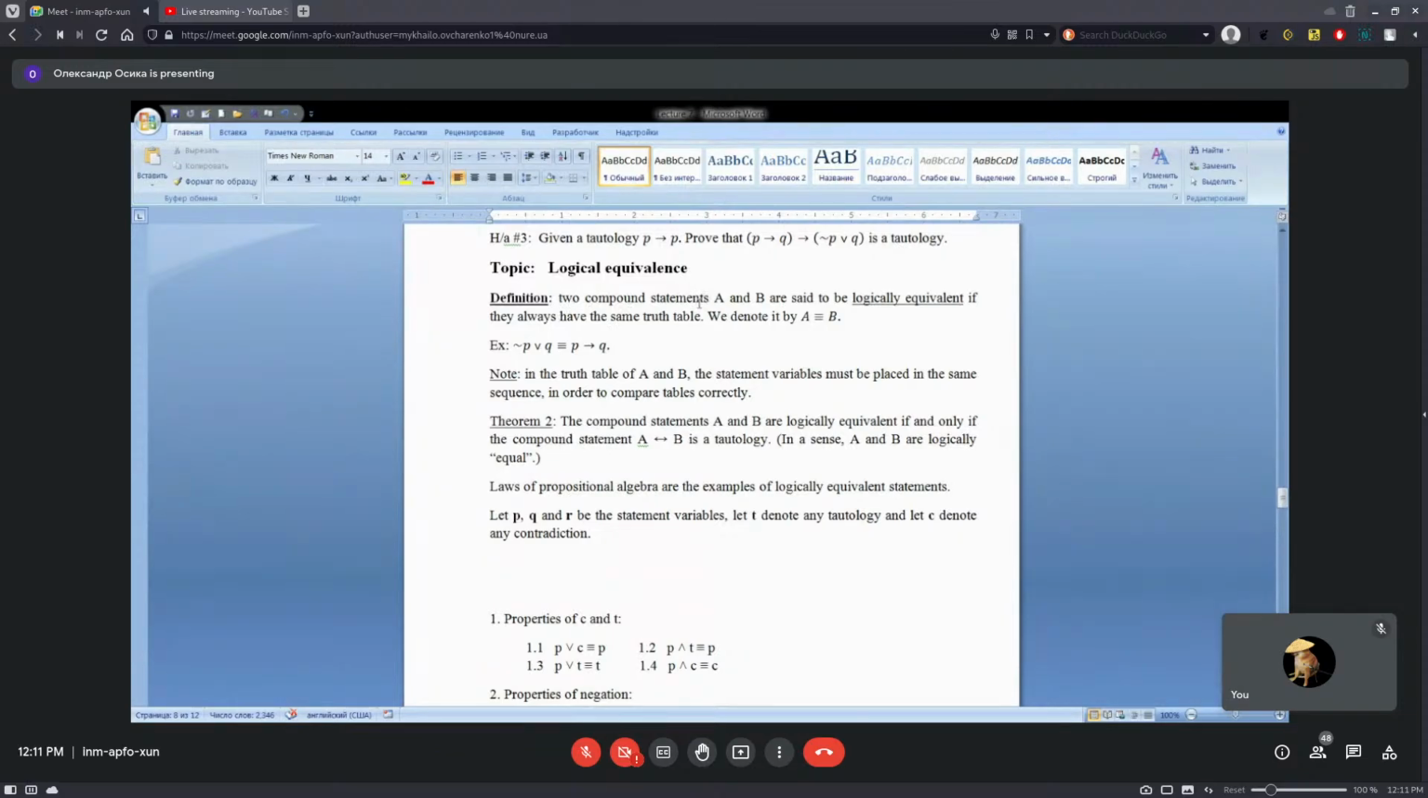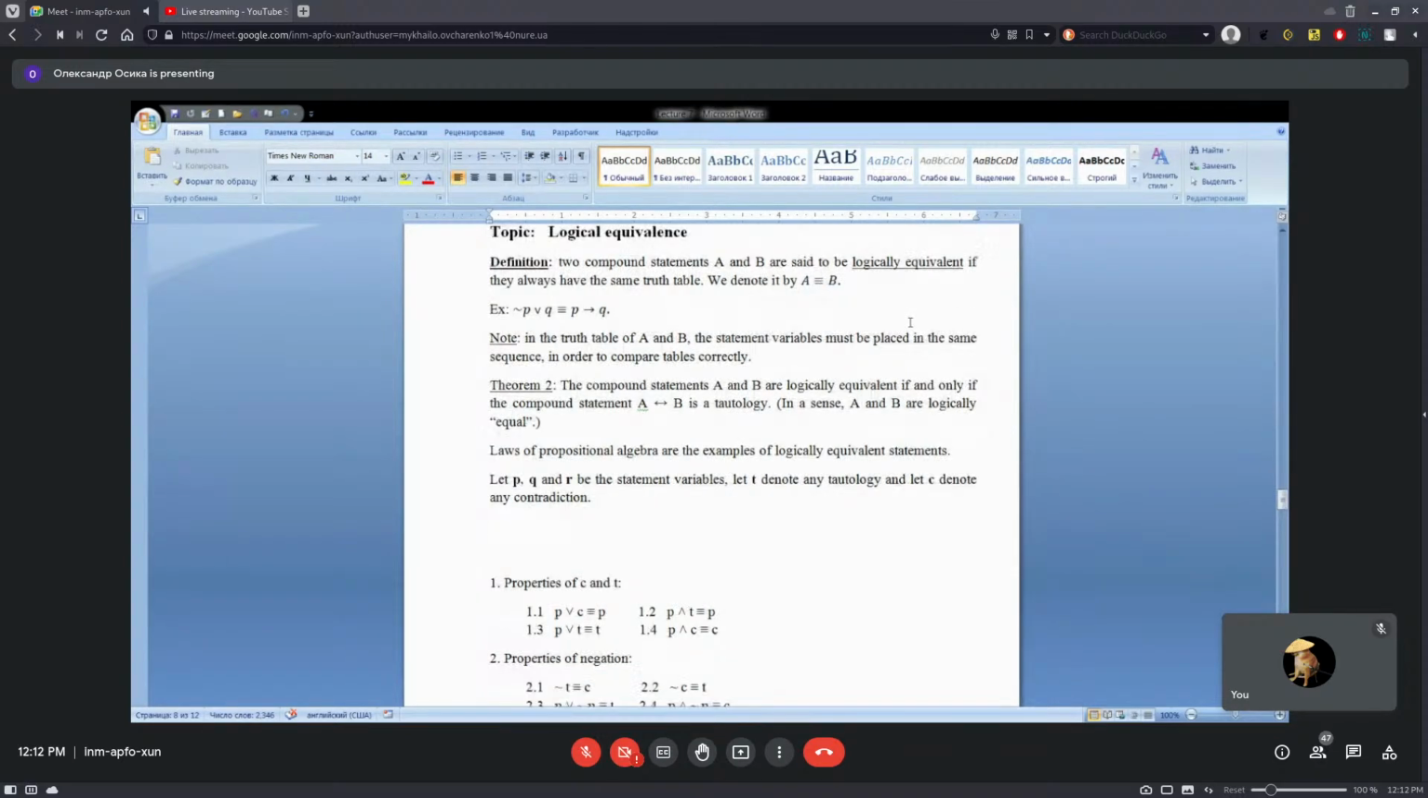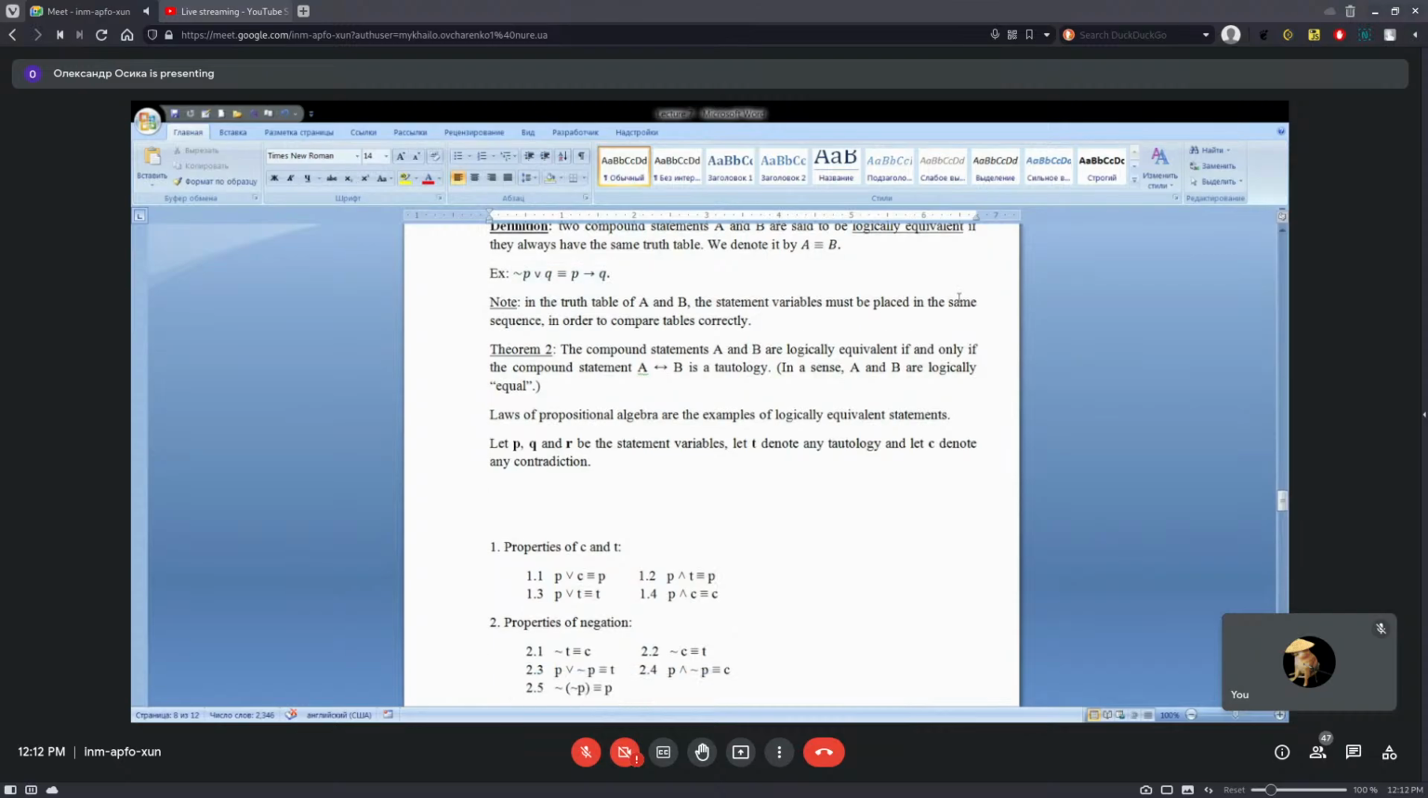Two compound statements, A and B, are said to be logically equivalent if they always have the same truth table. We denote the relation of equivalence between formulas by three parallel lines, but sometimes also just by the symbol of equal, because I have to type an equal sign from the keyboard. Example: not P or Q is equivalent to P implies Q, meaning these two formulas have the same truth tables.